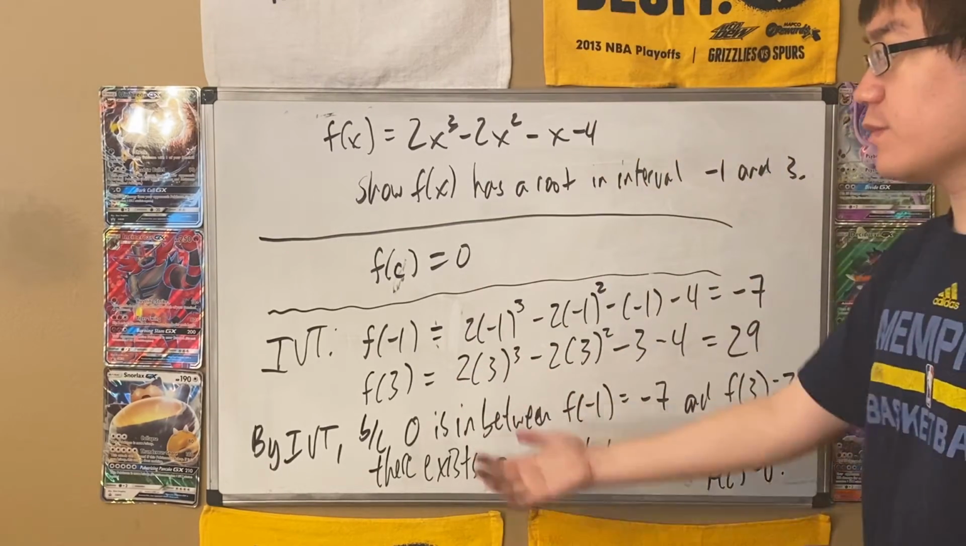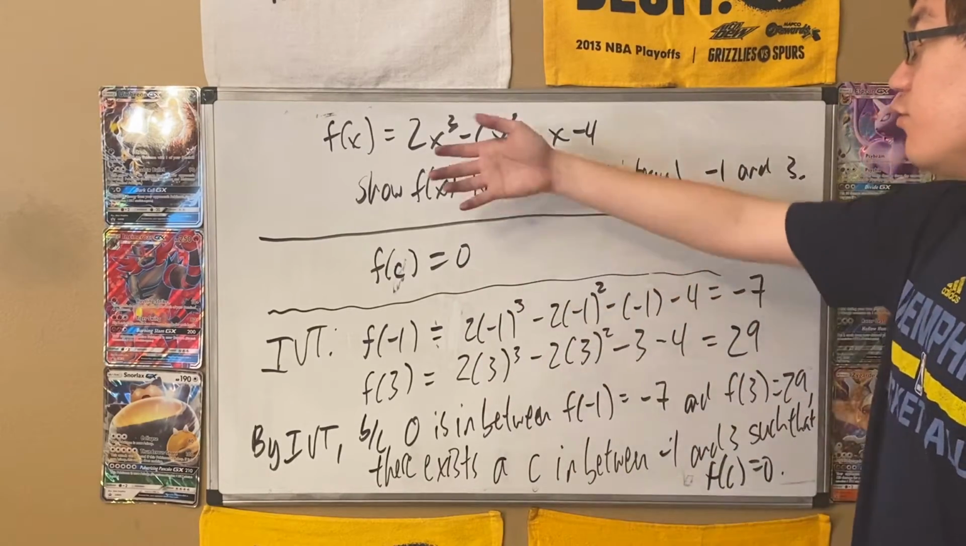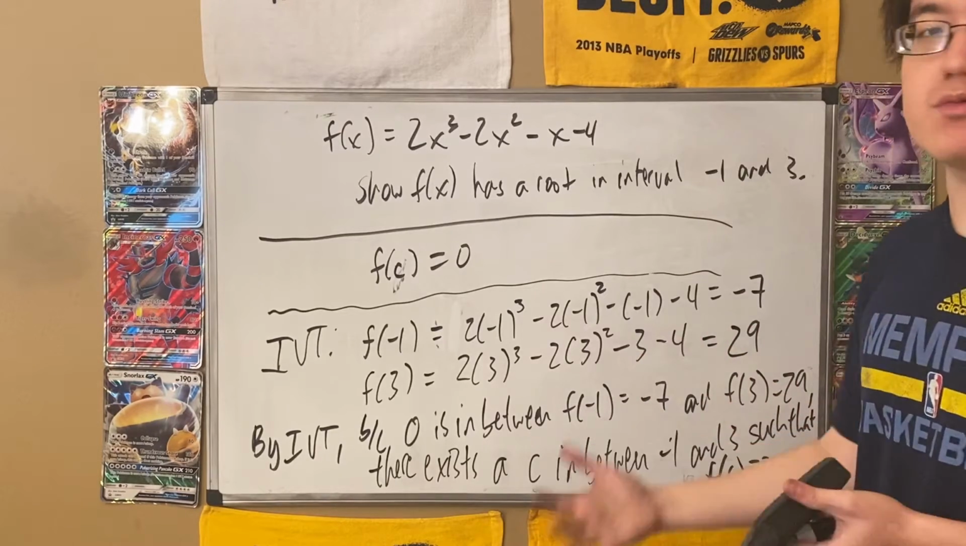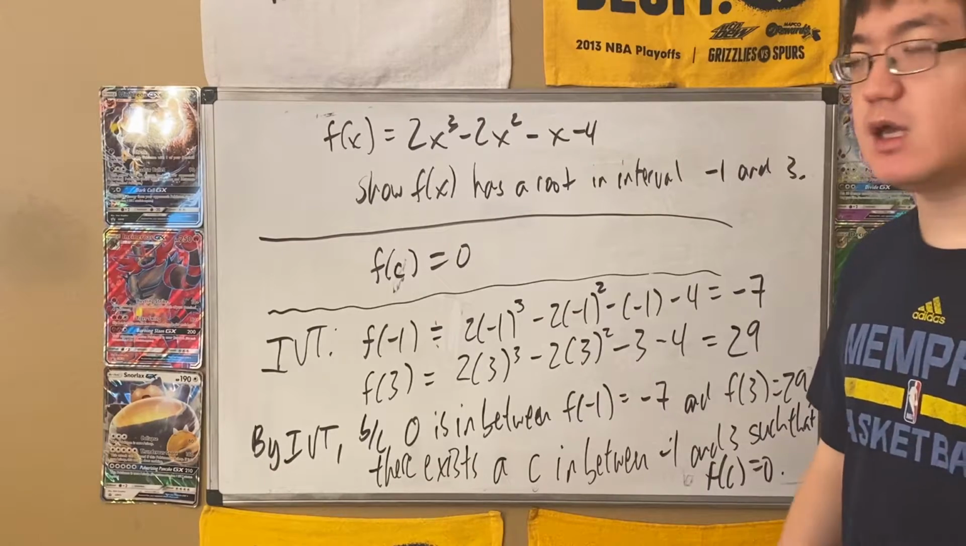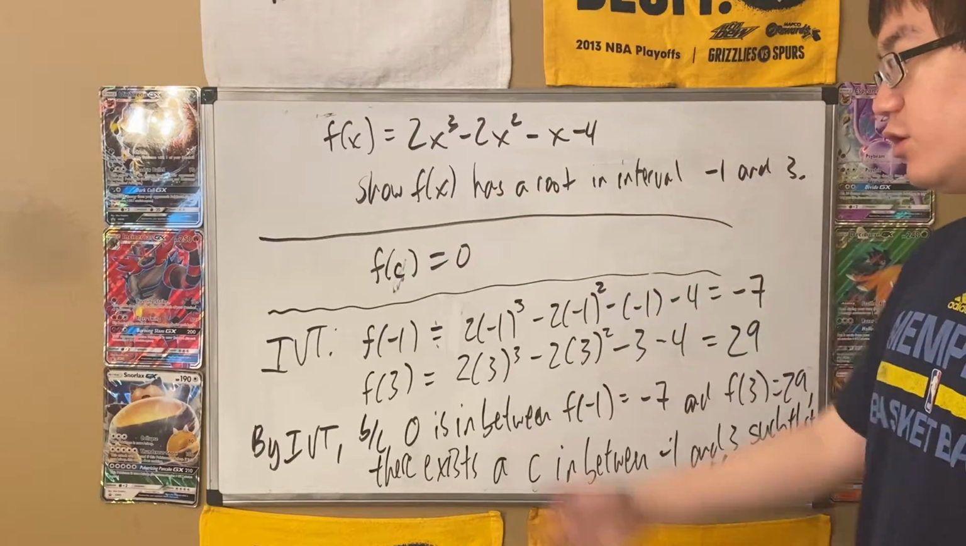So again, let's go over the steps here. We know that it's an IVT or MVT question because it's a little bit weird. Show that f of x has a root. Don't find the number, just show that it exists. So it must be MVT or IVT. Because we want to show that f is equal to a number as opposed to a derivative equals a number, we're going to do IVT.